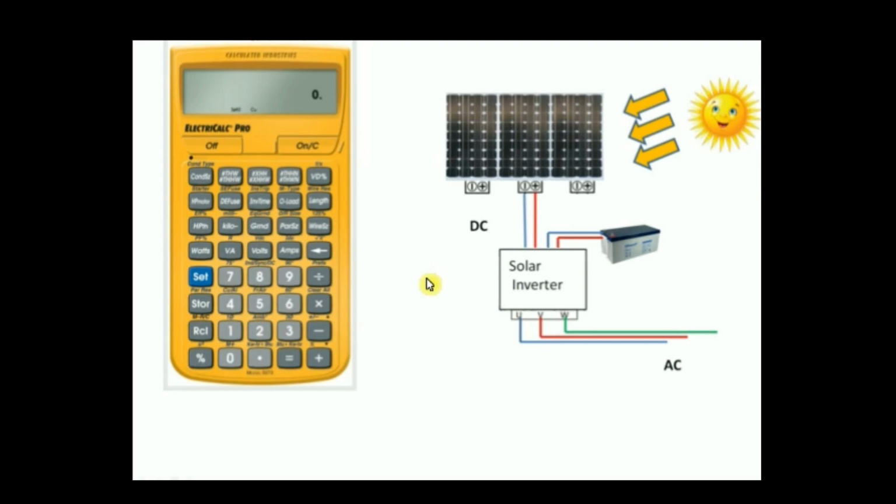So today we're going to see how Electrical Pro can solve an electrical problem in a solar energy installation, like the solar installation off the grid. We're going to see the calculation of the number of batteries required to operate the electrical system of your home during the night.